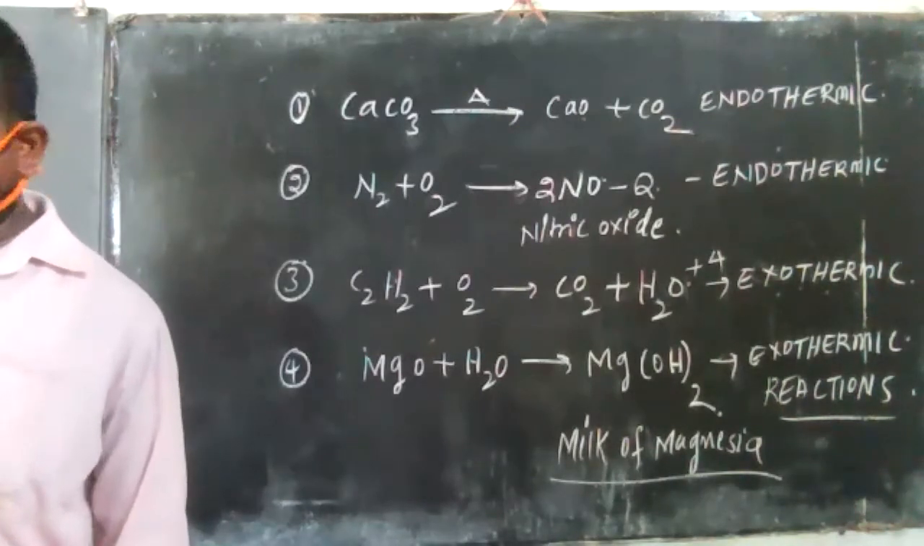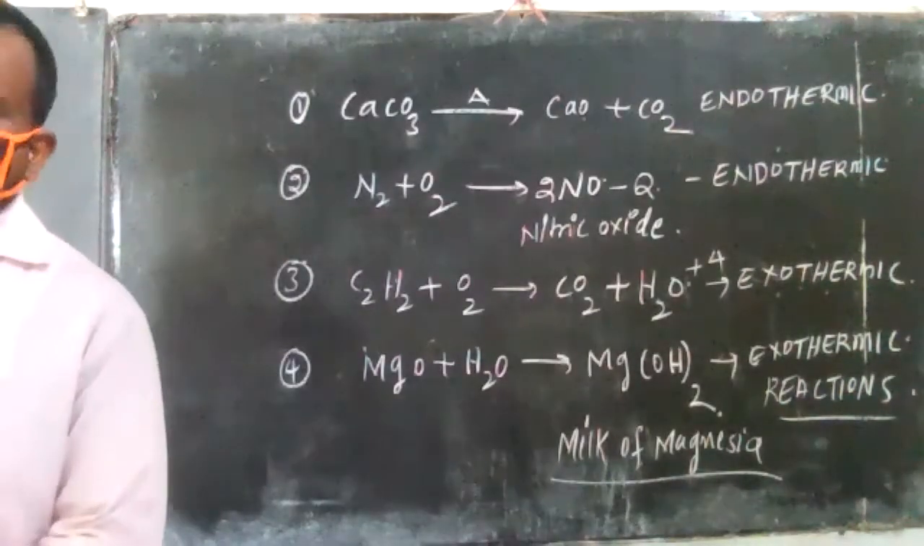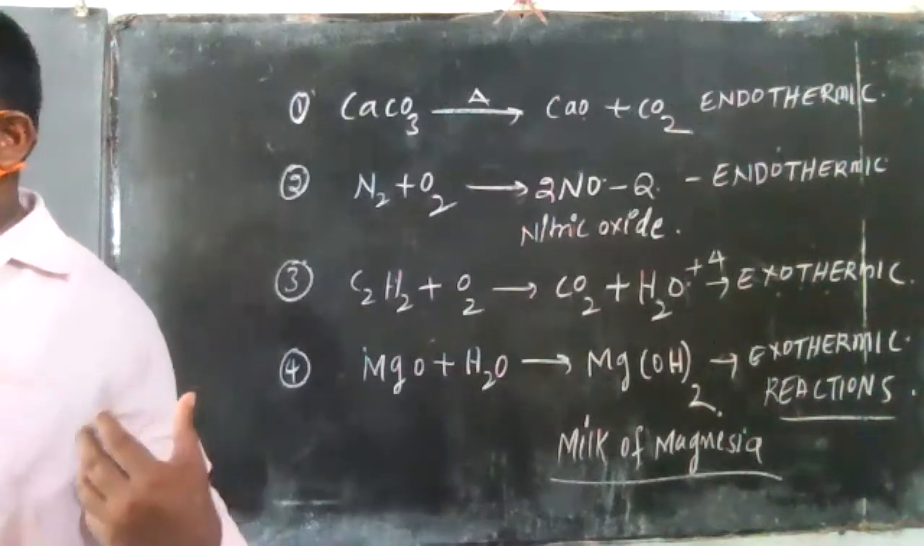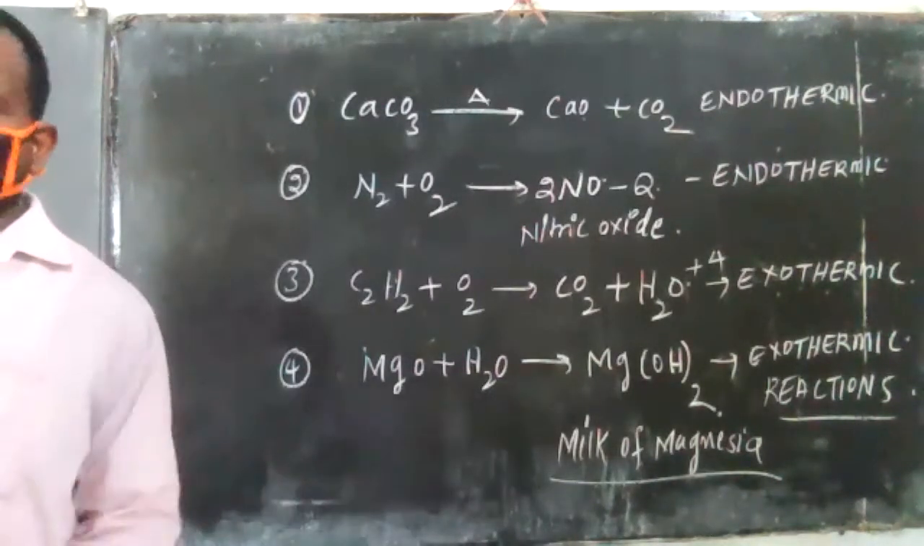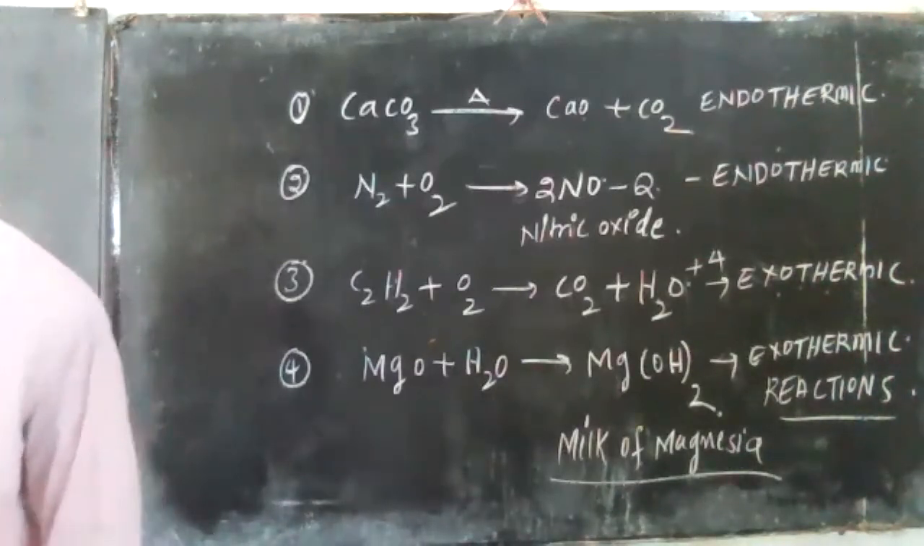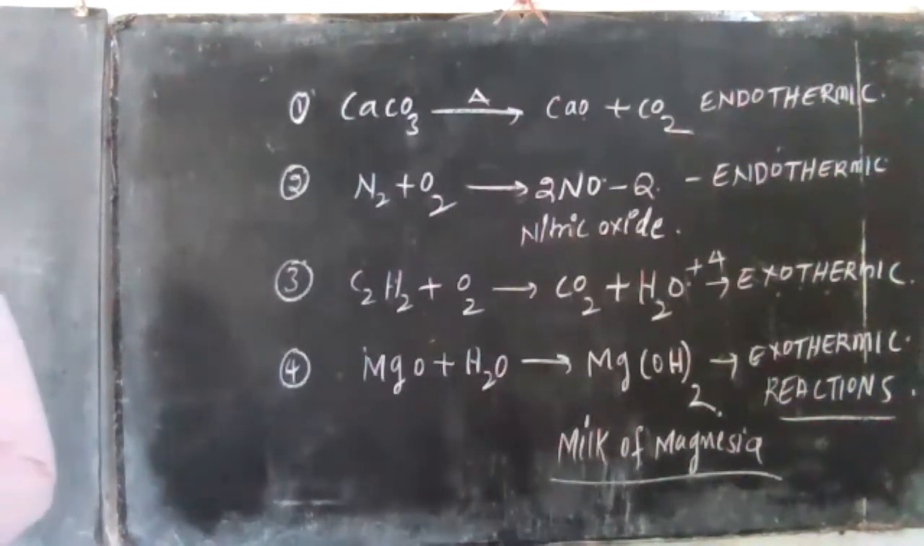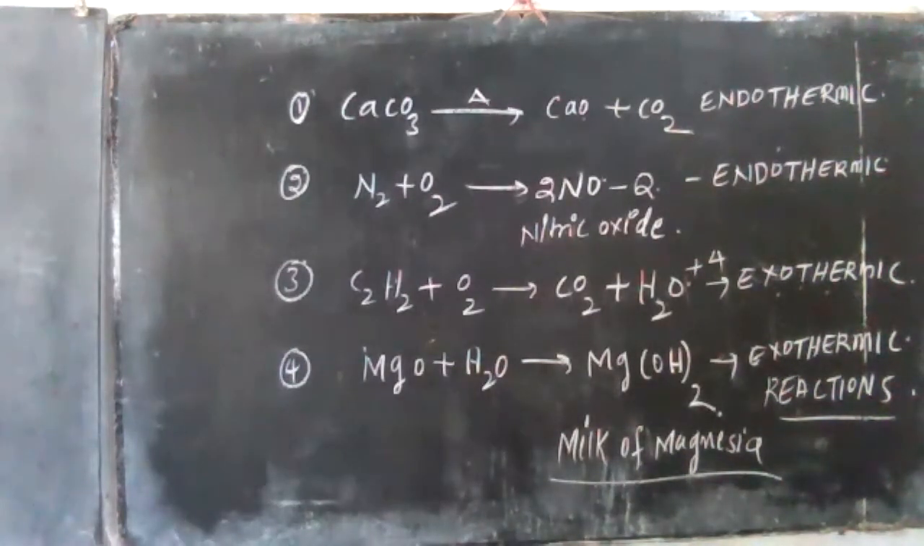Informative means what type of information is given in the chemical equation. In the previous class we discussed balancing equations. Tomorrow's class is making a chemical equation more informative. Thank you one and all. Thank you, sir.